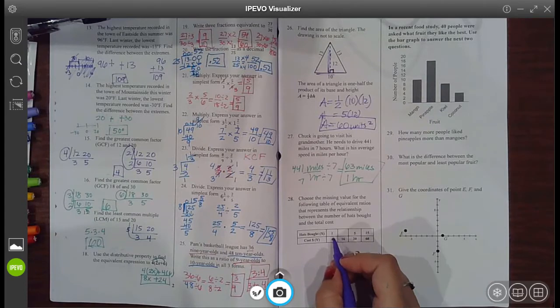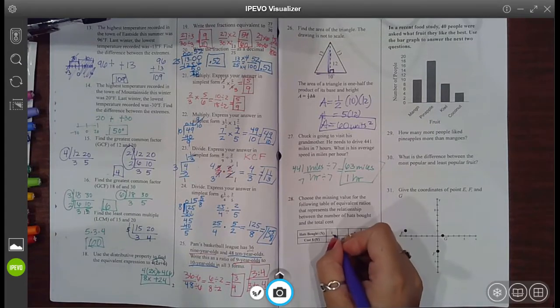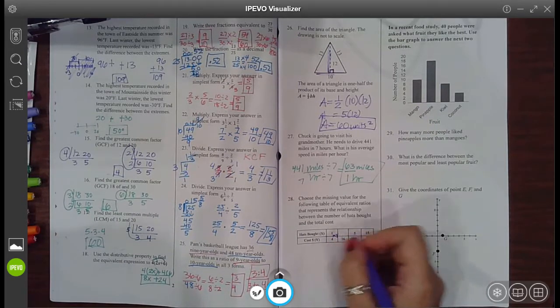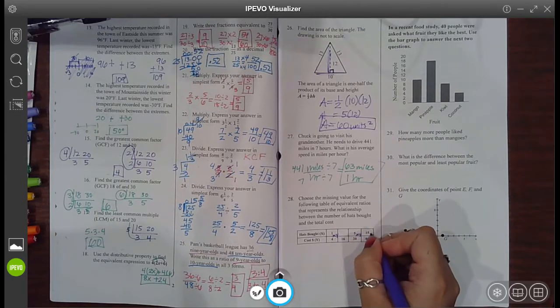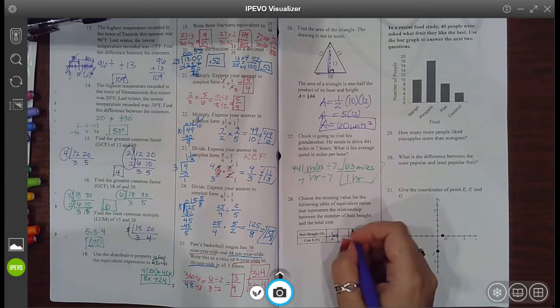What's another way I can go from 1 to 4? If you multiply by 4, right? 1 times 4 is 4. Let's try multiplying this guy by 4. 5 times 4 is 20. That worked. 15 times 4 is 60. Perfect. So you take whatever this is, multiply it by 4, and that gives you this.